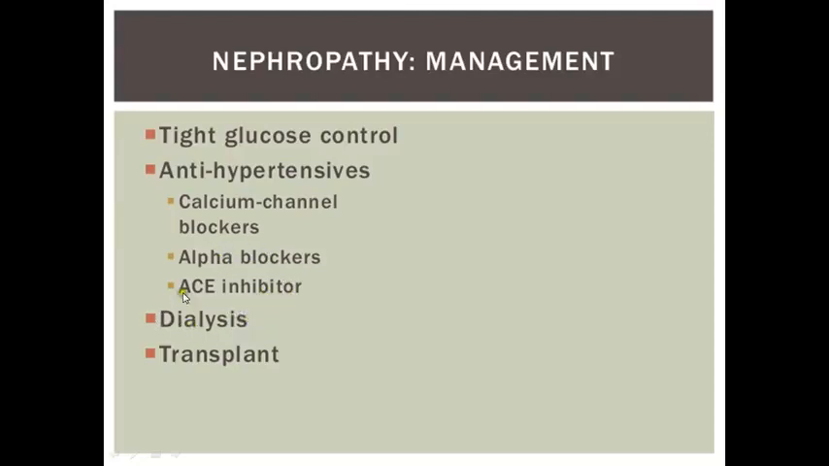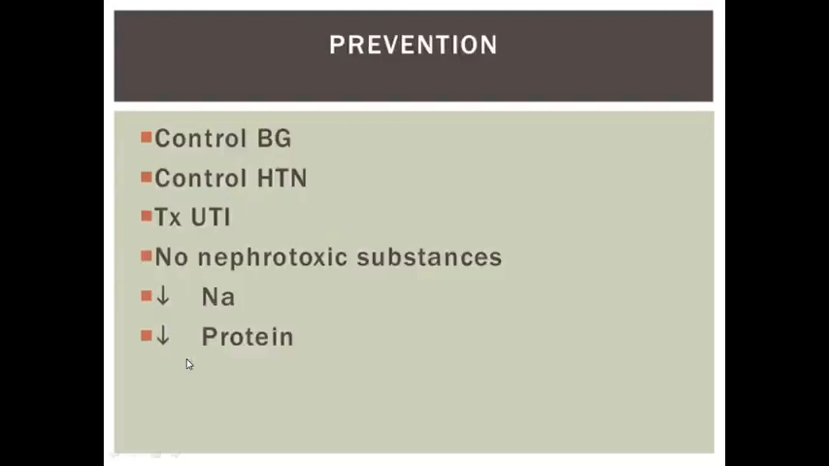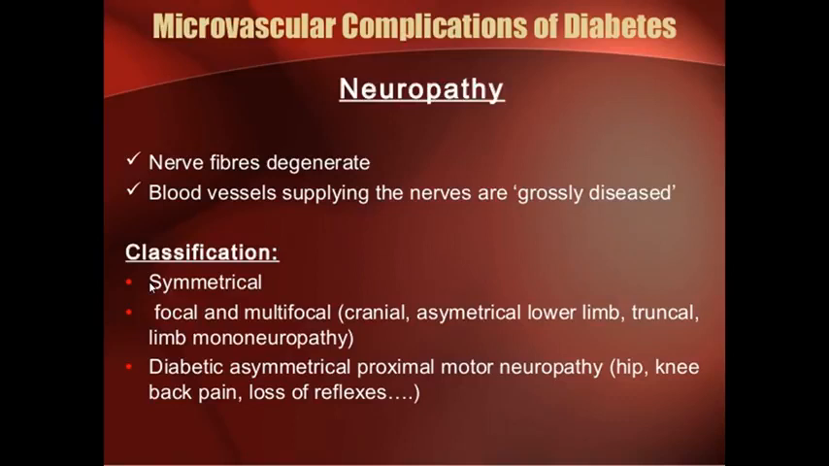Patients in the end might need dialysis, or they can go for transplant. Prevention is by controlling the blood pressure and the blood glucose. If there are recurrent UTIs, they are predisposed to them, and that should be controlled. No nephrotoxic substances, so the drugs which can cause nephrotoxicity should not be given. Sodium and protein intake should be decreased in these patients.